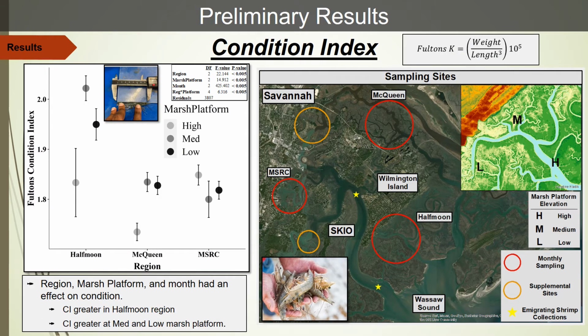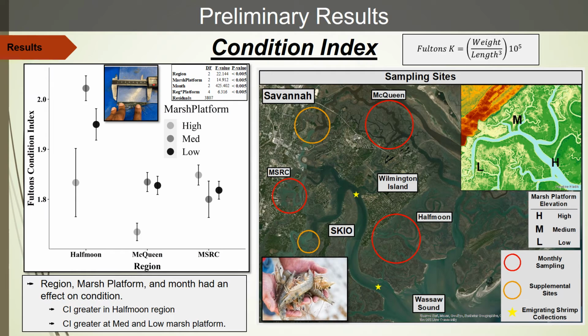Moving on to the condition indices, if we look at the graph on the left, which is displaying the Fulton's condition index on the y-axis and the regions on the x-axis, with marsh platform elevation classification color-coded for each region, the data suggests that there is an effect of region, month, and marsh platform elevation on the condition indices. These data suggest that on average, condition of individual shrimp is greater in the Half Moon region. Additionally, condition indices trended higher at the medium and low marsh platform elevation creeks, although this pattern was less pronounced in the MSRC region.